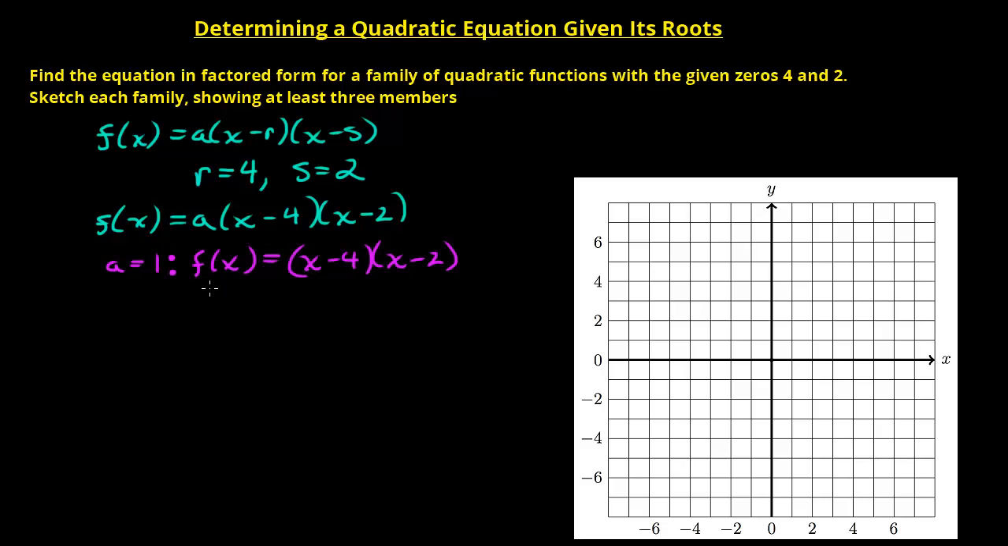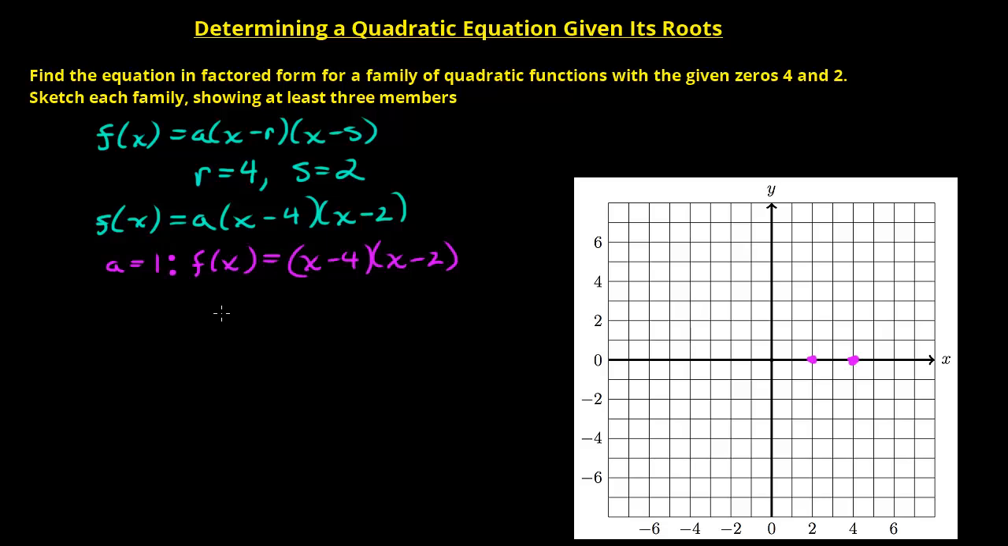Now, I can graph this by finding the vertex. I also know that the zeros are at 4 and 2. So let's go to 4 and plot one of the zeros there, and 2 is our other zero, so I'll put a point there. To find the vertex, the vertex is exactly halfway between 4 and 2, which is just 3. So that's the x value of the vertex.